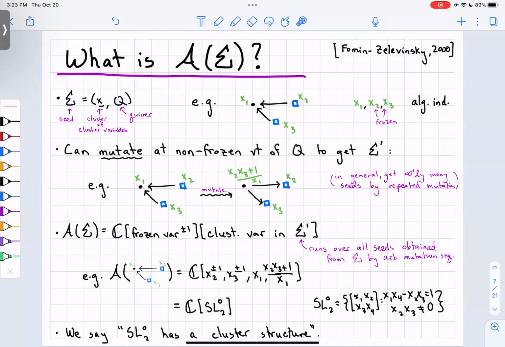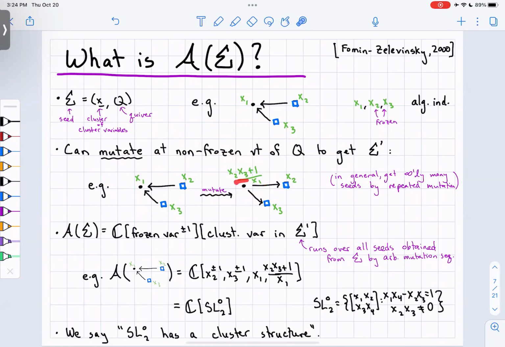I'm not really going to tell you what mutation is, but it's an operation you can perform at non-frozen vertices of your quiver to produce a new seed. So you'll get a new cluster of cluster variables and a new quiver. For example, in this quiver, I've only got one non-frozen vertex. If I mutate there, I get a new seed with a different cluster variable sitting on top of that vertex, and I've also changed the arrows of my quiver. All I'll say is that what new variable shows up is completely determined by the quiver.